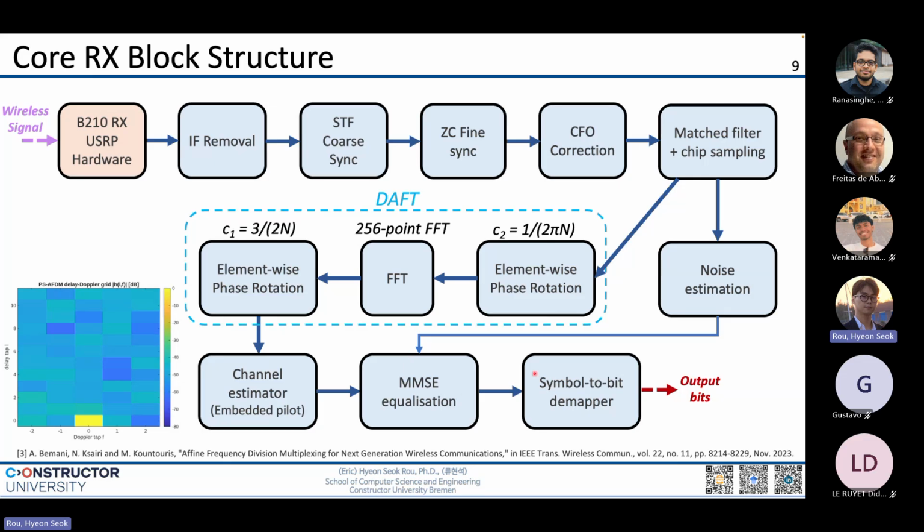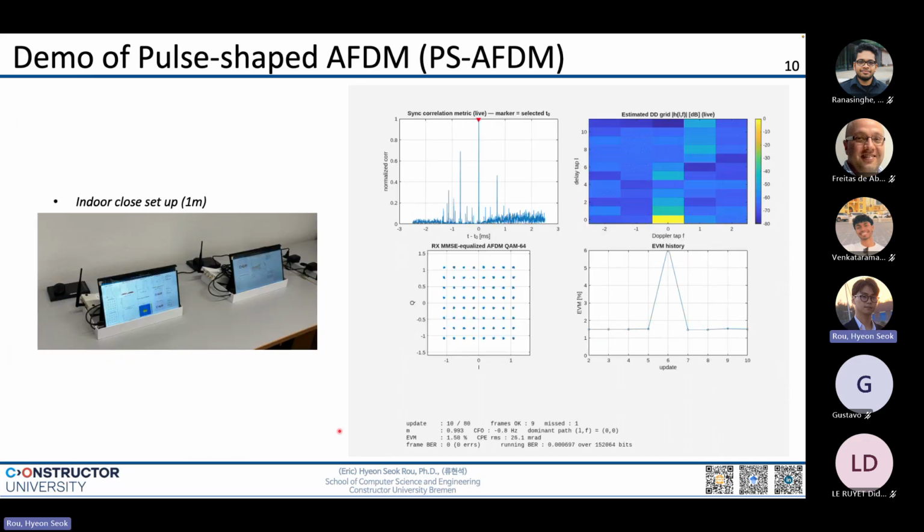Then after that, we simply demap the symbols to the bits and we get the output bits. Again, this channel estimation and equalization is nothing novel. It's just a fundamental algorithm proposed in this journal. So that was the description between the transmit and the receiver side. And here we have the actual demo videos.